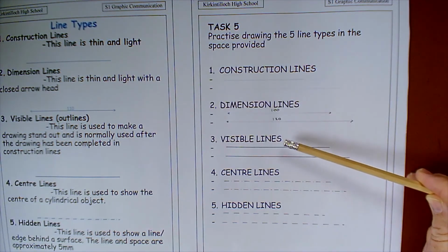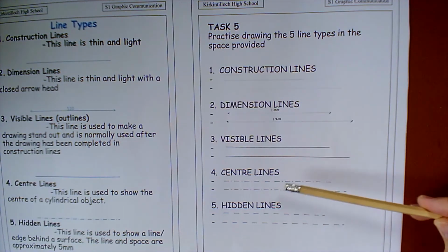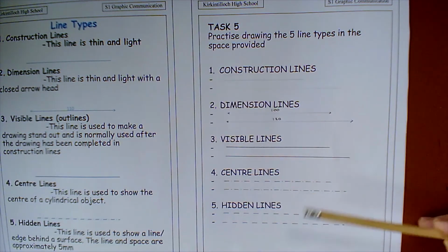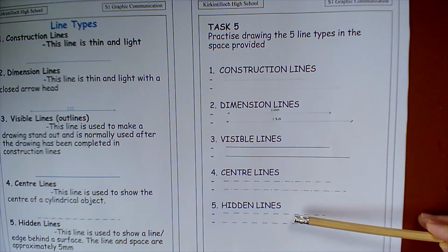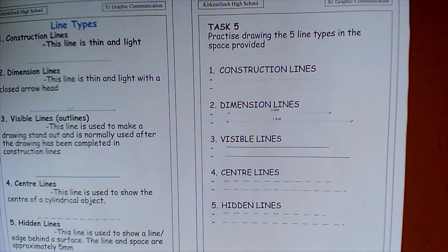We have visible lines, which are obviously a lot heavier than the rest. We have centre lines, which is dash, dot, dash. And we have hidden lines for the hidden data that you can't see but you want to tell someone about, which is dash, space, dash, space. That's the 5 lines that we've been learning today.